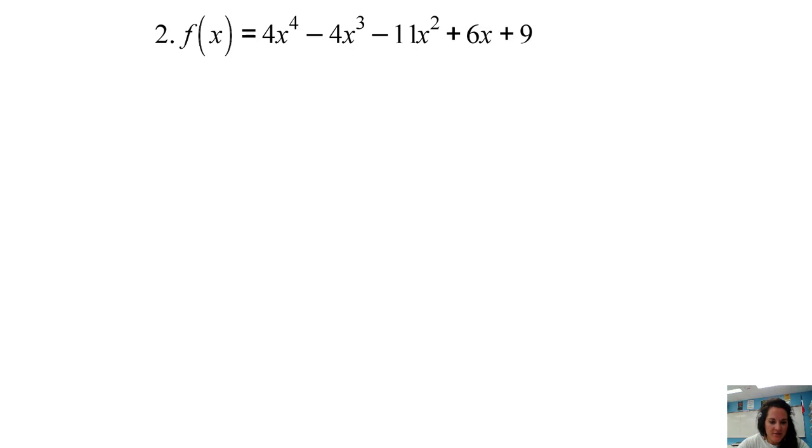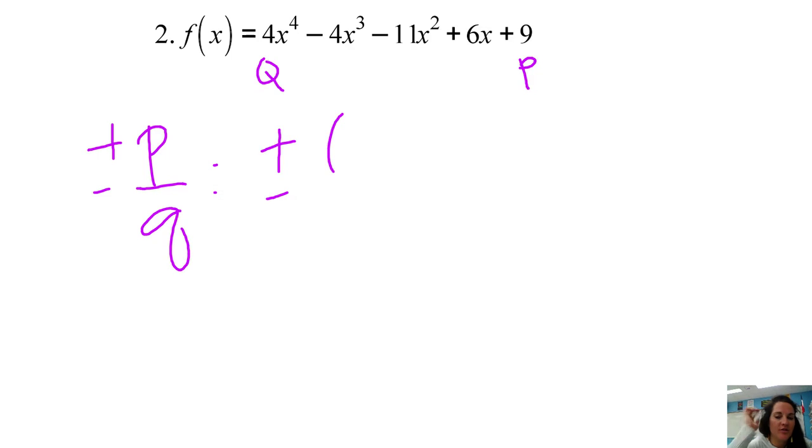Okay, let's do it again. So we're finding all of the possible rational zeros, all the possible ones. We're not actually finding them yet, just the possible ones. So I look to see, yes, this is in standard form. So here's my P. Here's my Q. I go positive and negative, P over Q.